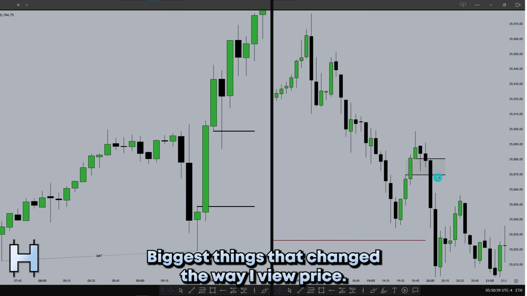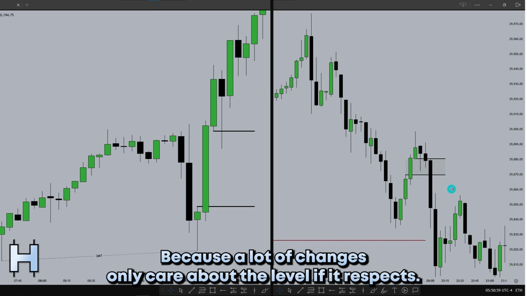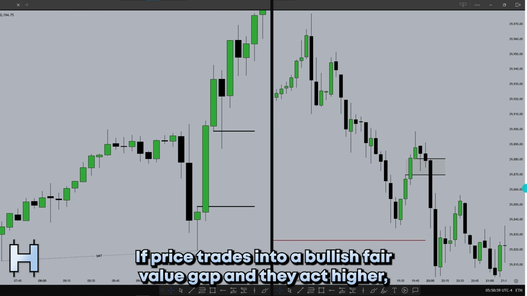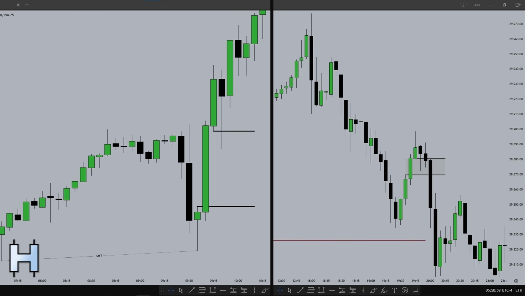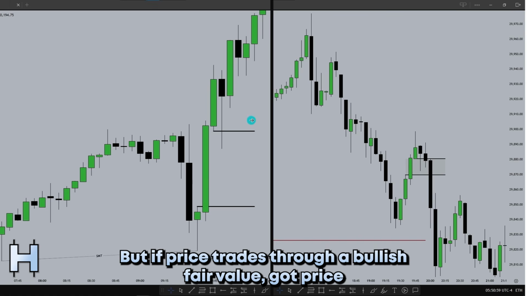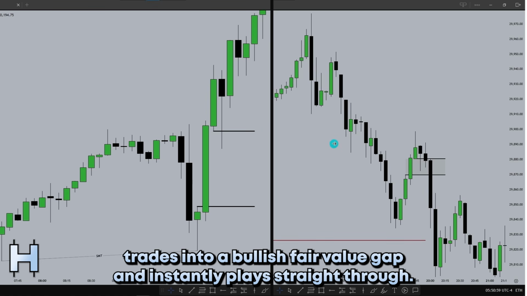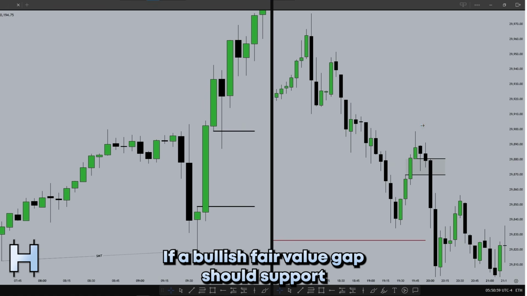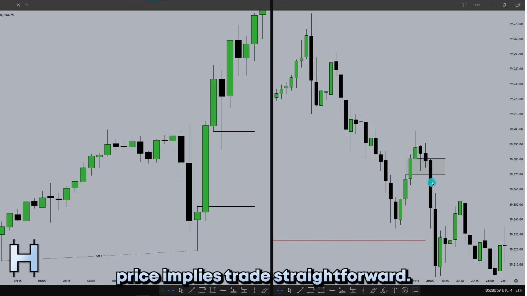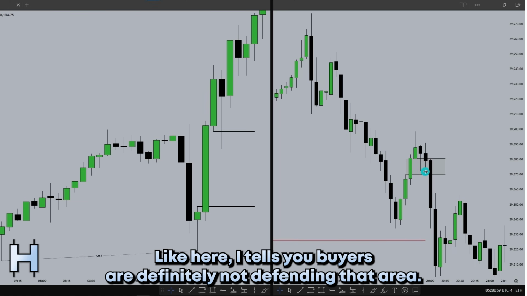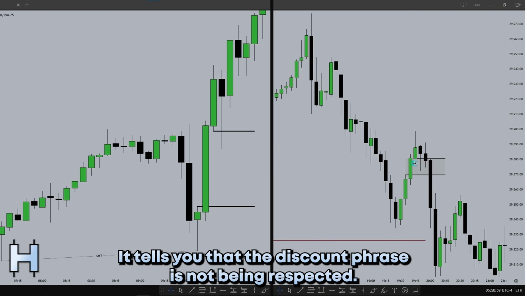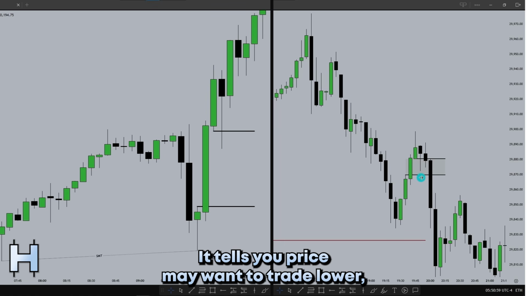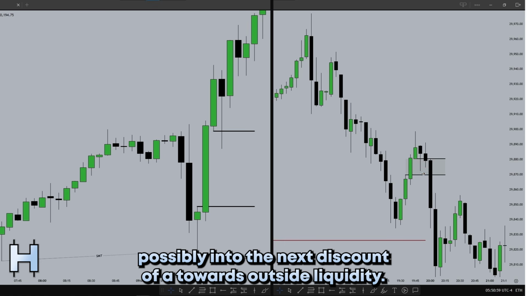Honestly, this is one of the biggest things that changed the way I view price, because a lot of traders only care about the level if it respects. If price trades into a bullish fair value gap and reacts higher, they say it worked. But if price trades into a bullish fair value gap and instantly blows straight through it, they say that failed, they move on. But that failure is information. If a bullish fair value gap should support price and price trades straight through it, like here, that tells you buyers are definitely not defending that area. It tells you that the discount array is not being respected. It tells you price may want to trade lower, possibly into the next discount array towards sell side liquidity.